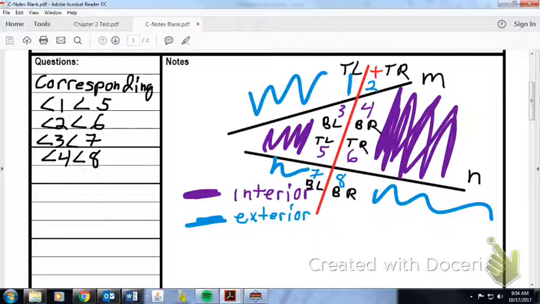Okay, so make sure you have this down. And it is important to realize that this only works on the same transversal, okay? I spelled transversal wrong. Let me go fix that.